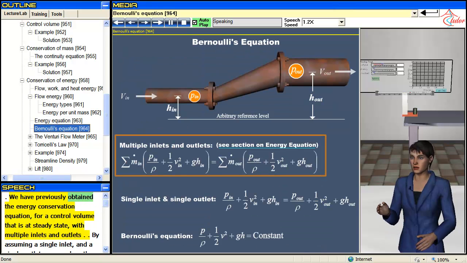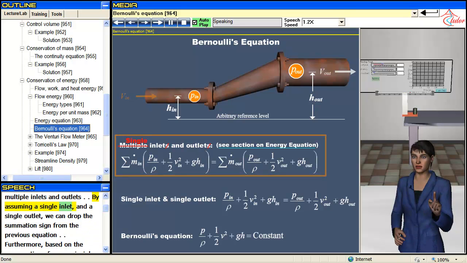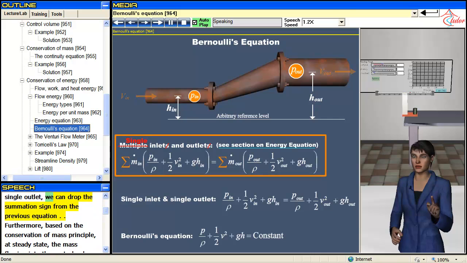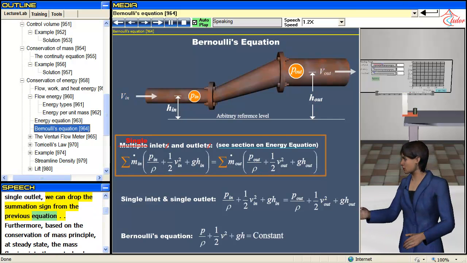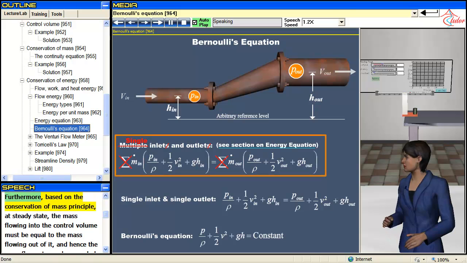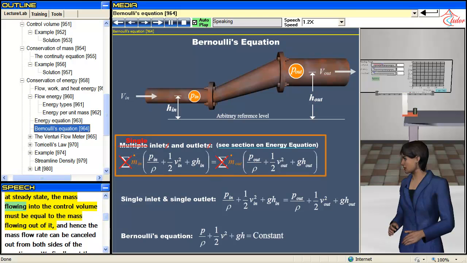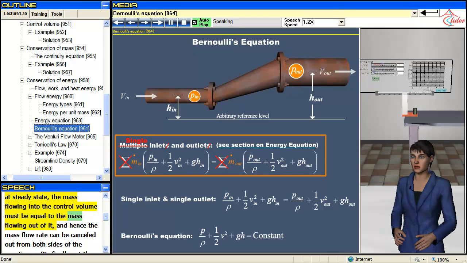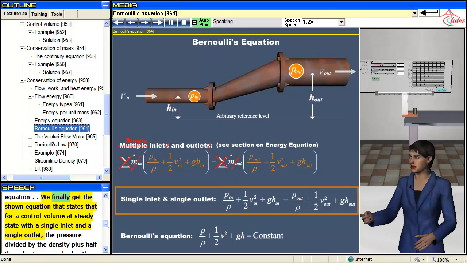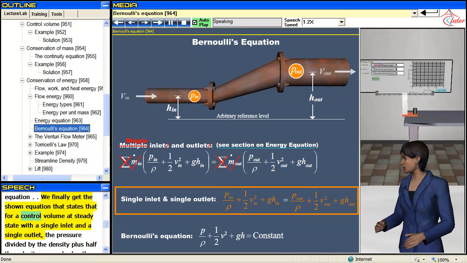We have previously obtained the energy conservation equation for a control volume that is at steady state with multiple inlets and outlets. By assuming a single inlet and a single outlet, we can drop the summation sign from the previous equation. Furthermore, based on the conservation of mass principle, at steady state, the mass flowing into the control volume must be equal to the mass flowing out of it, and hence the mass flow rate can be cancelled out from both sides of the equation.